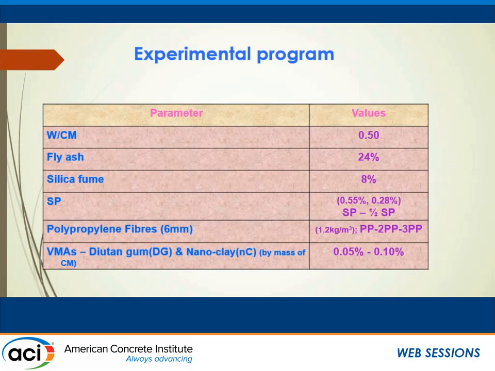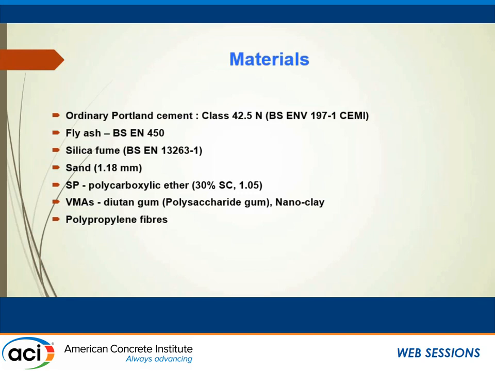In this investigation, we investigated a water to cementitious material ratio of 0.5. We replaced cement with fly ash at 25%, mixes with silica fume at 8%, and also reduced superplasticizer from 0.55% to 0.28%. We used polypropylene fiber. We increased it from 1.2, doubled it and tripled it. And we also used two types of VMA, diutan gum and nanoclay, to look at how they affect the fresh properties, the rheology, and also the extruded mortar.